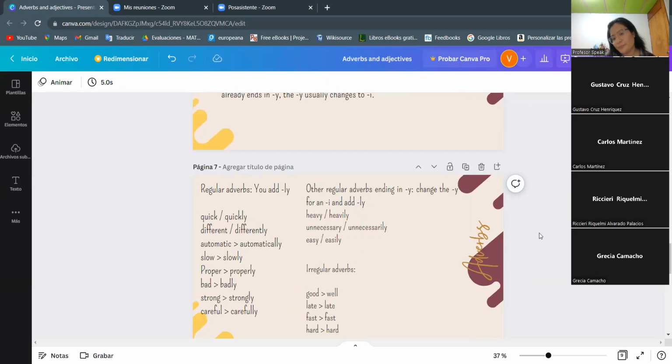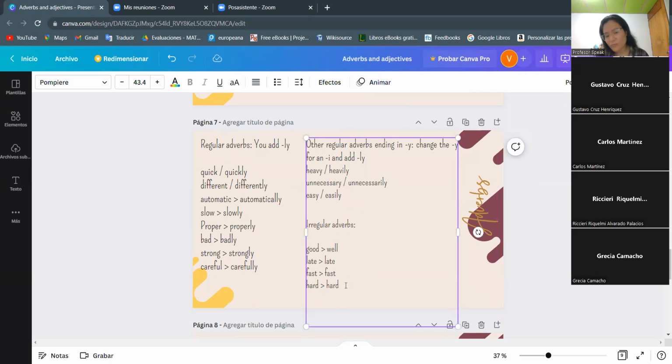Well, to the regular adverb ending in y, it is necessary to change the y for I and add ly. Good. Grecia, what's the rule for this one? For these irregular adverbs?